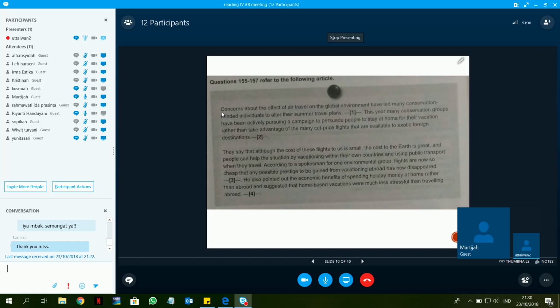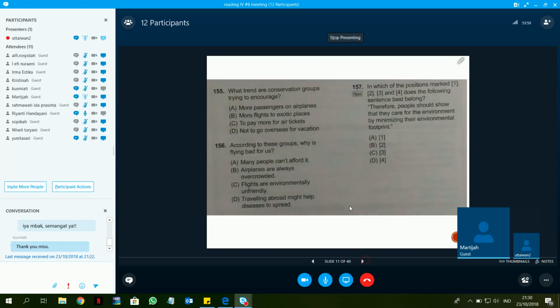Ingat, jadi this year mereka ngapain? Mereka mendorong orang untuk stay at home. Jangan pergi jauh. Rather than take advantage of the many cut-price flights that are available to exotic foreign destination. Oh, the answer is D. Jadi, do not go overseas for vacation. Ya, not to go overseas for vacation. Itu jawaban yang pertama.